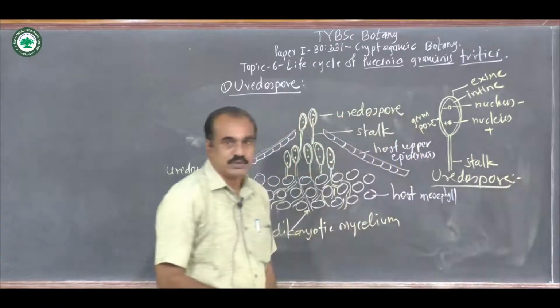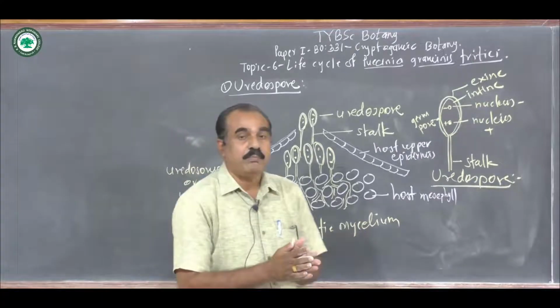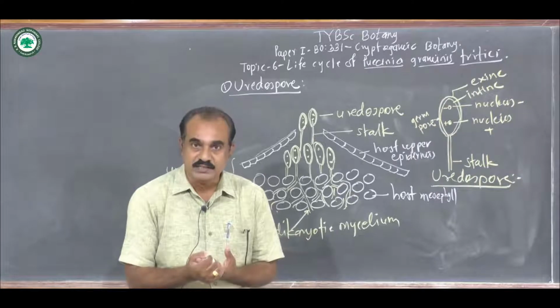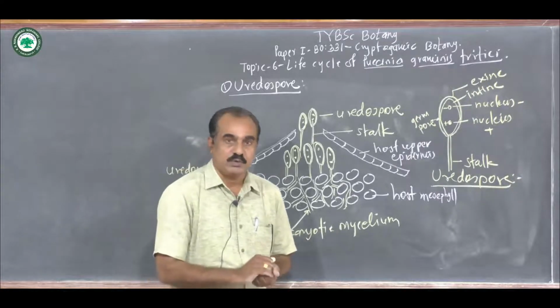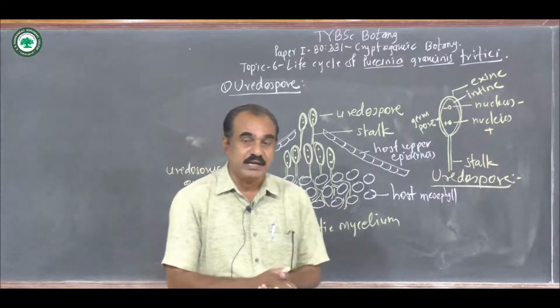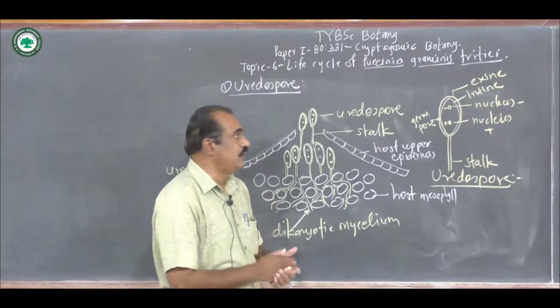It has a short stalk formed by the hypha, and above this there is a bi-walled, bicelled, binucleated elliptical cell, which is called the Urediniospore. Now, it has two walls. The outer wall is called the exine. It is thick and rough. Inside this there is a delicate, thin wall called the intine.